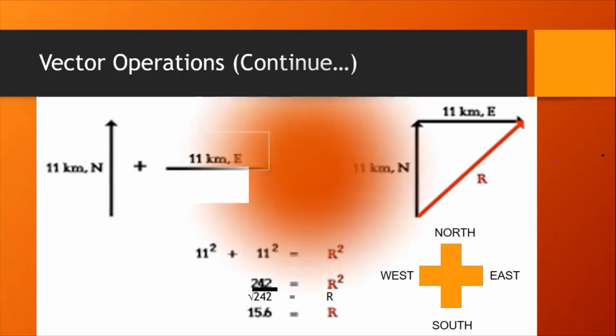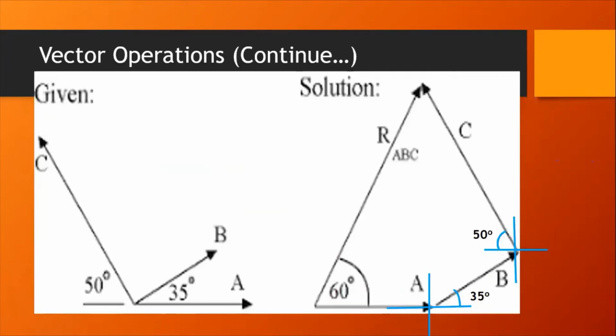So I'm moving towards the next slide, and what is happening over here? So let's start, vector operations continued. You can see in this picture, this is vector A, this is vector B, and this is vector C. The angle of vector A is given to us, and the angle of vector C is also given to us. So we will make axes here.